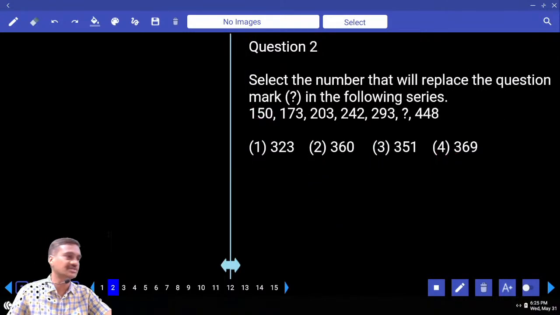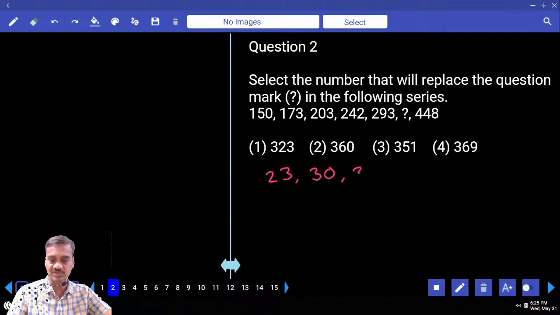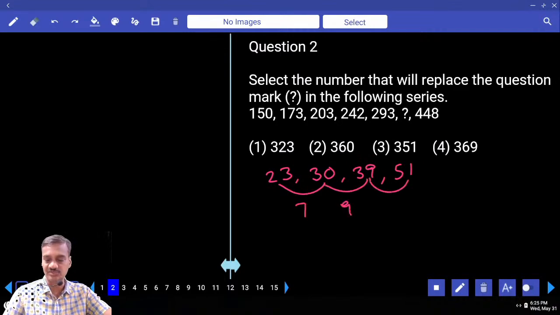Then the second one, 50 and 173. What is the difference? 23. Next difference is how much? 30. Next one is how much? 39. Next one 51. Then the difference between 23 and 30 is 7. Now here the difference is 9. Next one is how much? 9, 11, 12.